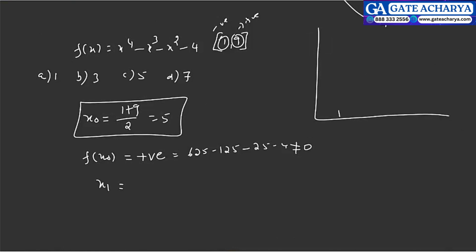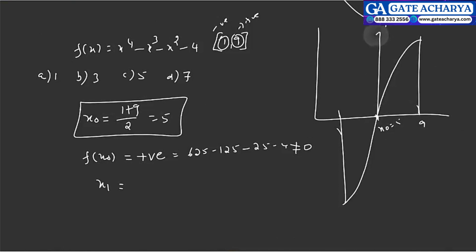In the given interval, 1 and 9, suppose 1 is negative and 9 is positive. By the intermediate value theorem there is a point, so it is our x0. X0 lies between 1 and 9. Apply the bisection method. What is x0? 5. Already we found that the value of f of x0 is positive. Therefore, the root lies between 1 and 5.